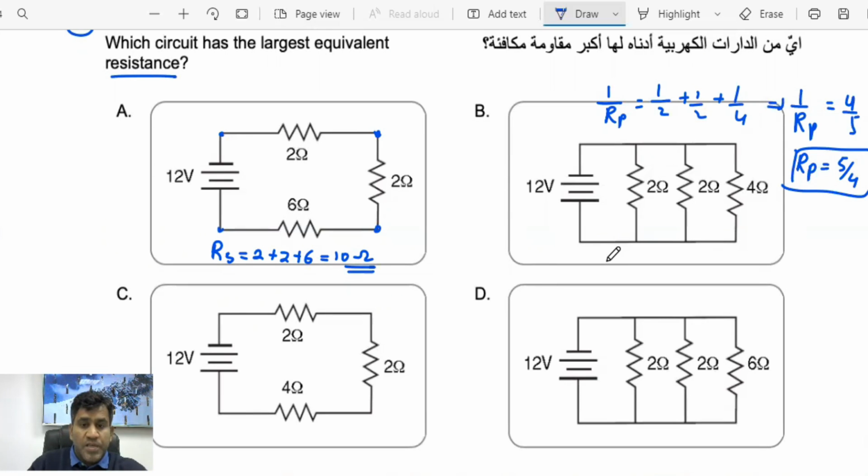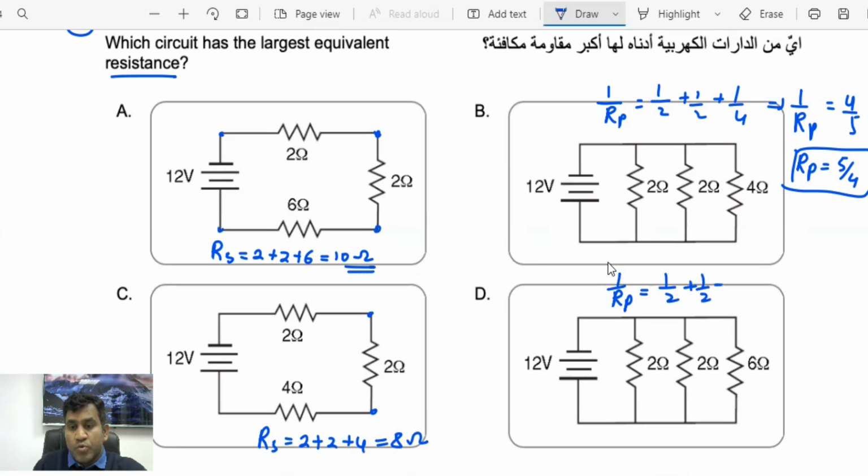Next, option C says again they are connected in series, end to end. Then the total resistance is 2 plus 2 plus 4, which gives us 8 ohm. Option D is in parallel. Definitely what we saw is that a parallel combination gives a very small value of resistance. Here, 1 by Rp equals 1 by 2 plus 1 by 2 plus 1 by 6, which gives 1 by Rp equal to 7 by 6. So Rp can be written as 6 by 7, even less than 1.